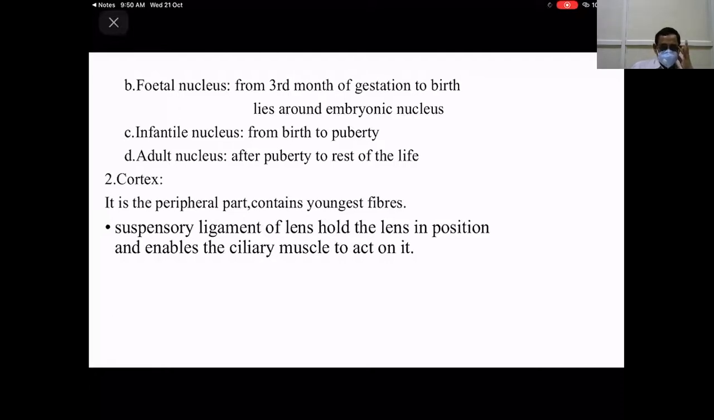Operate your PPT also. We are not able to see anything here. But what we see is cortex. It is a peripheral part, contains youngest fibers, everything. When you talk, actually, you will have to operate your PowerPoint also.